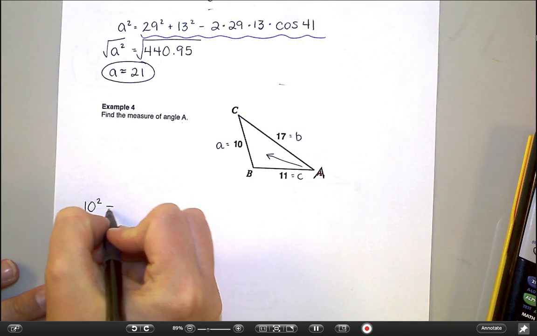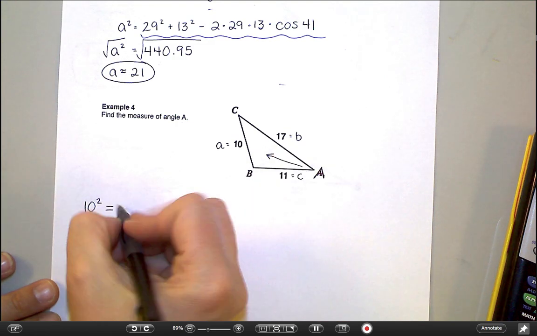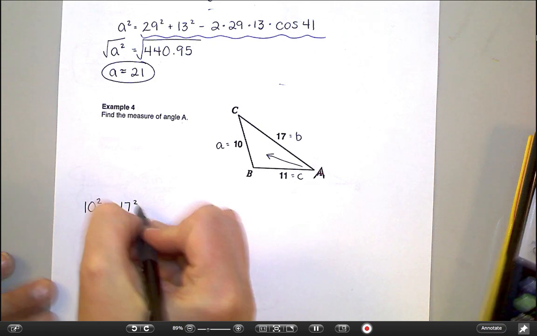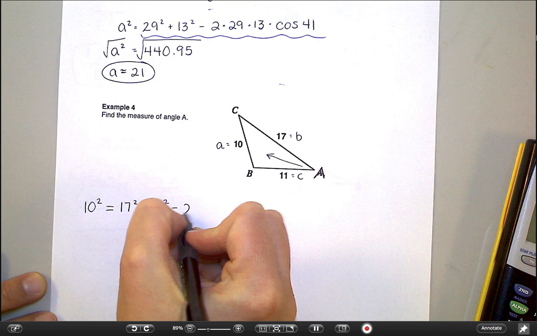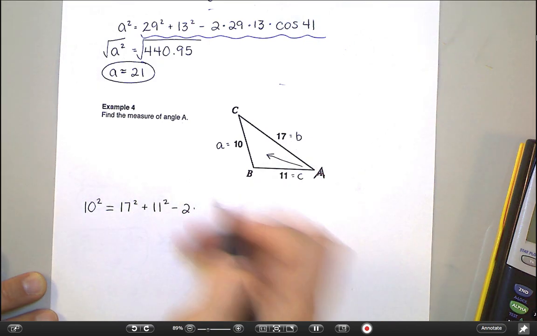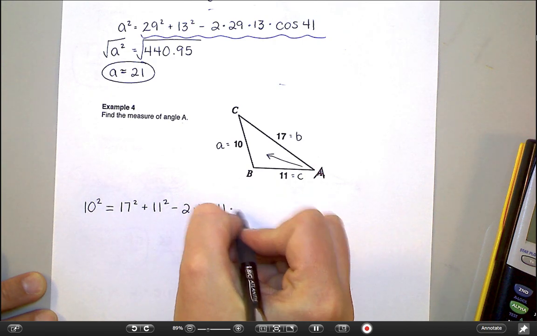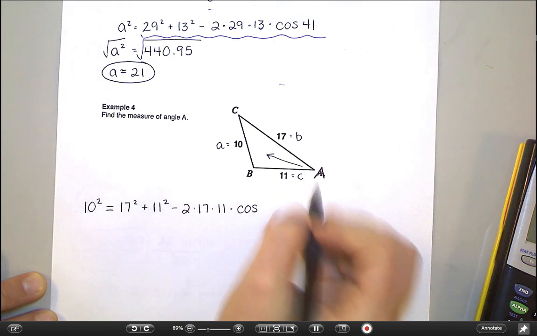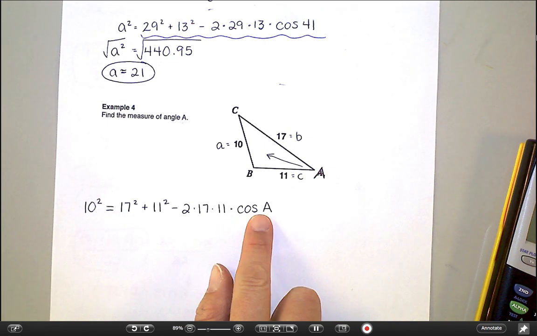So I have 10 squared equals b squared plus c squared, so 17 squared plus 11 squared, minus 2 times b times c times cosine of angle A. And I don't know what angle A is. This time, you cannot go straight to your calculator. I mean, we're going to use our calculator, but we can't just type all of this in.